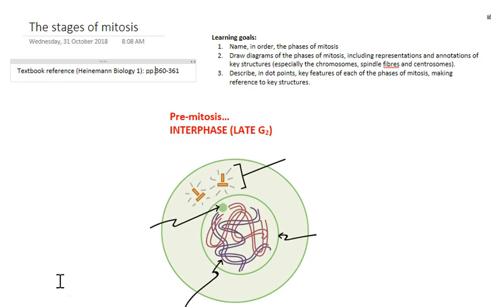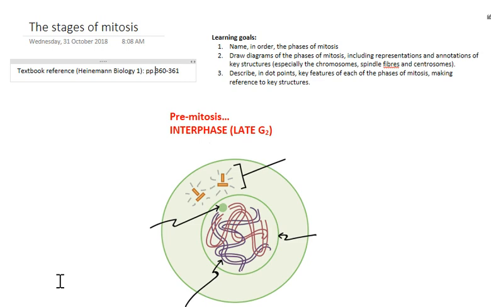Okay, guys, so we're going to be looking at the stages of mitosis, the process of mitosis. Now, for your reference, your textbook reference is pages 360 to 361. Your textbook doesn't go into a great amount of detail on the process of mitosis, and it doesn't have a series of detailed diagrams like what I'm about to show you here. It does have detailed diagrams of meiosis in chapter 10, but for mitosis, there's not a lot.